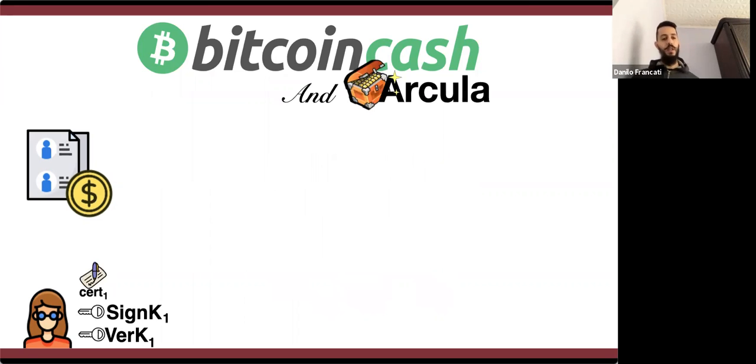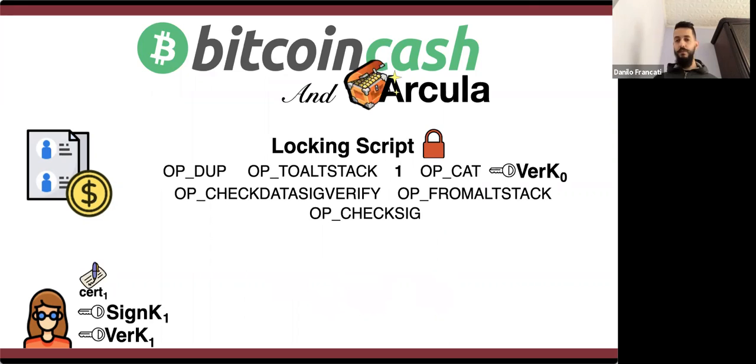So, but now we have Arcula. Arcula has different elements. We can see you have a certificate, a signing key, and a verification key. So how can we use Arcula in a real-world model, in this case a cache?